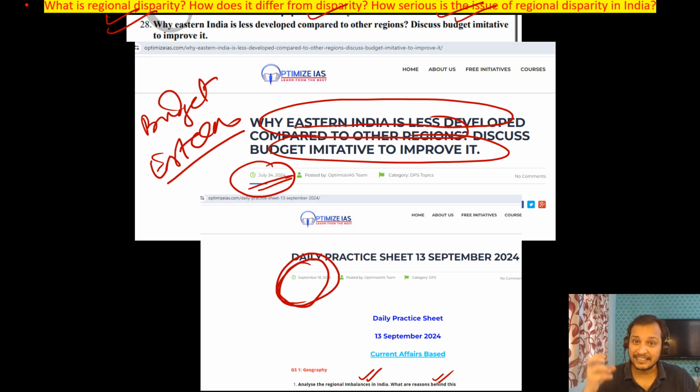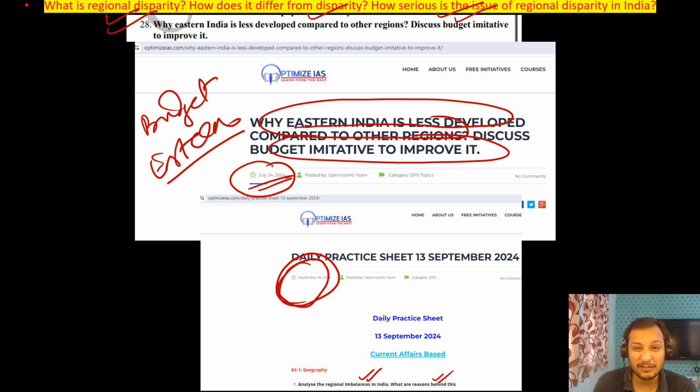Current affairs is directly coming in the exam, but very few people have the ability to grasp this. And guys, in DPS sessions I help you do that. You can see 2 times I have discussed this question and exactly this question has come. Guys, let me tell you, in The Hindu newspaper and in the Indian Express for the last 3 to 4 months, after the budget, July, August, September, at least 4 to 5 times this theme of regional disparity has come, and I had discussed in depth why Eastern India is less developed compared to other regions.